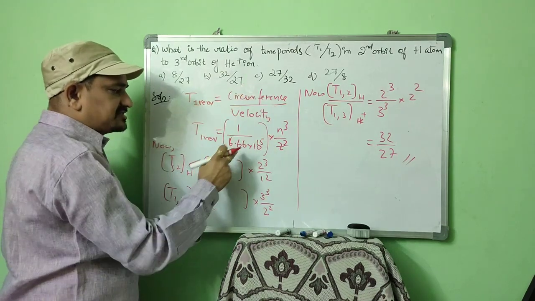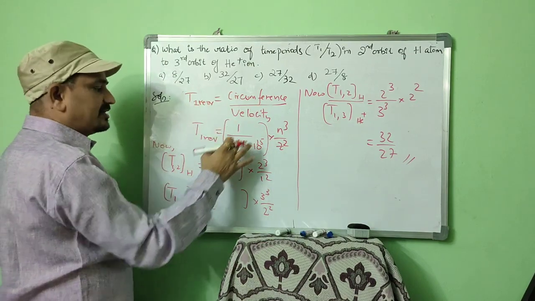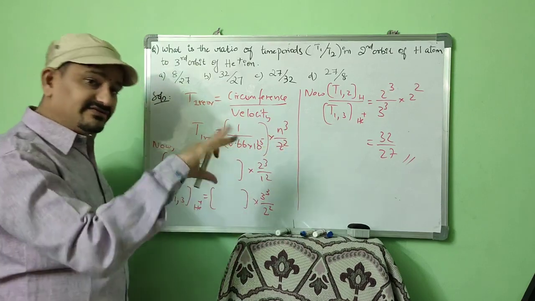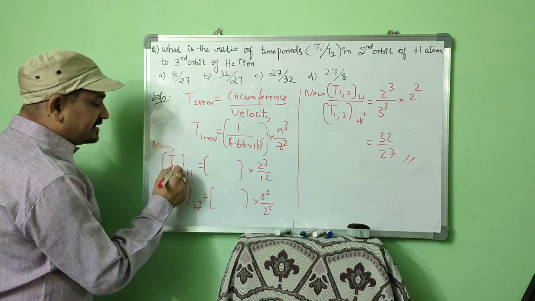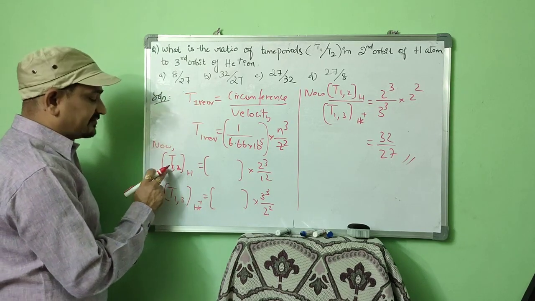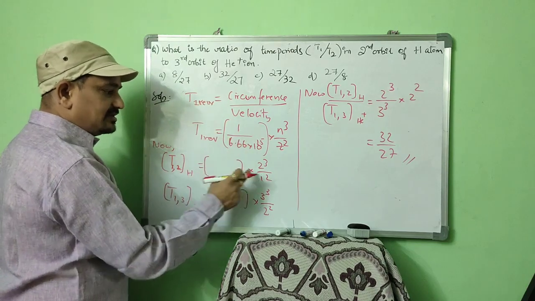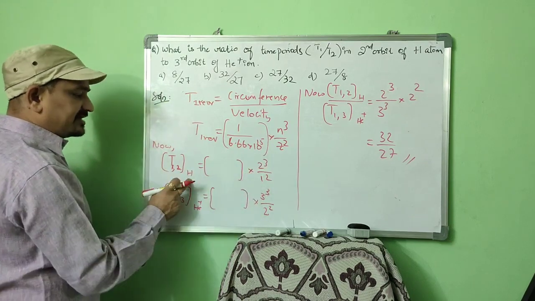On substituting those terms, just now we did the relation in reverse. So I reversed that formula: 1 by 6.66 into 10 power 15 into n cube by Z square. Reversed. Now time taken for one revolution in the second orbit. This is the number of revolutions and this is in which orbit? One revolution in the second orbit of hydrogen equals this constant value into orbit number 2 cube by atomic number of hydrogen, 1.